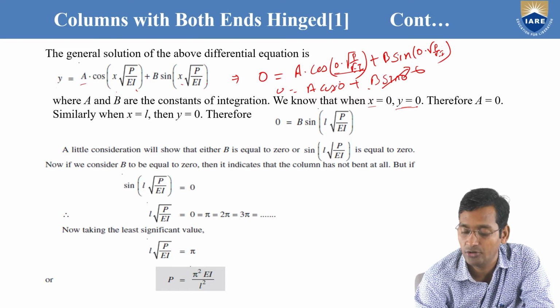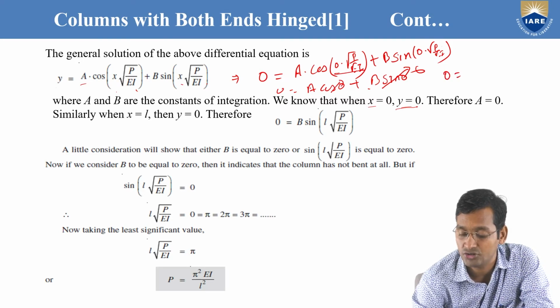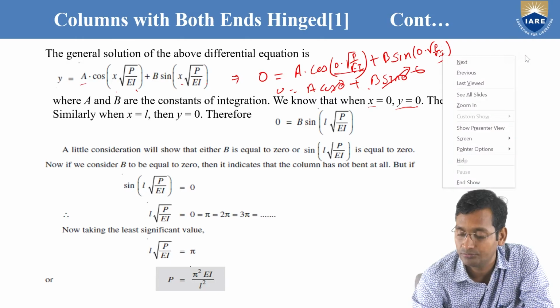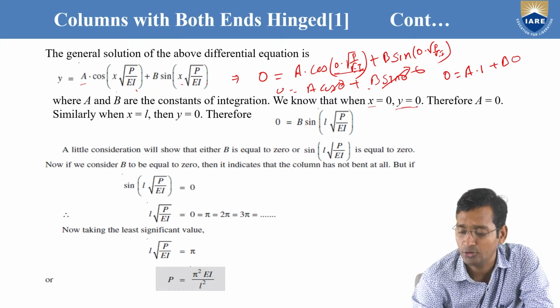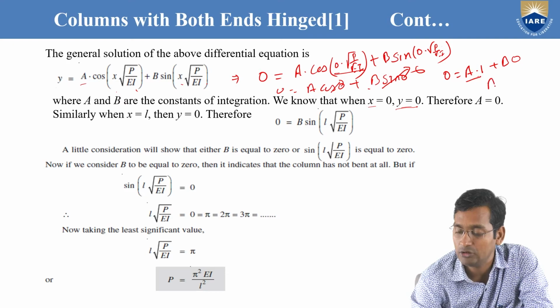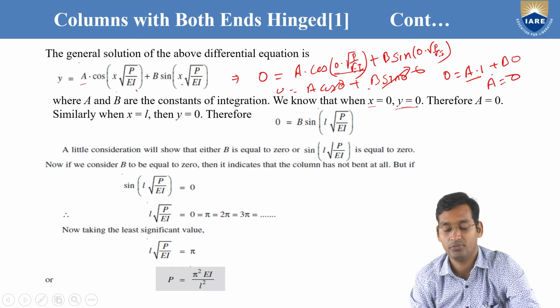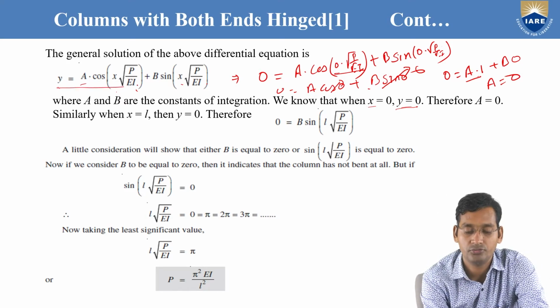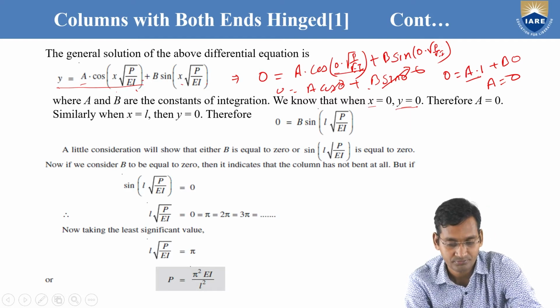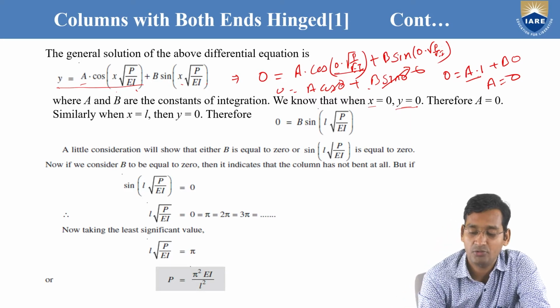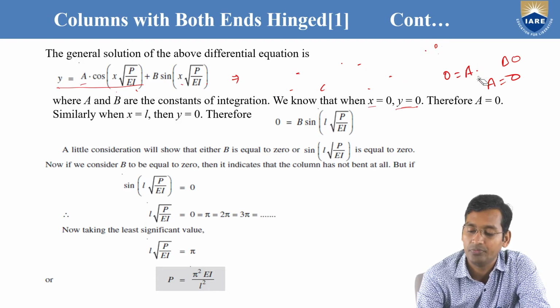Now cos 0 is 1. So 0 equals A into cos 0, which is 1, plus B sin 0, which is 0. So from here, what we will get? A equals 0. Okay. Now we have A equals 0. Next, again boundary condition, we will use another boundary condition, but I showed you the same, just to find this one.